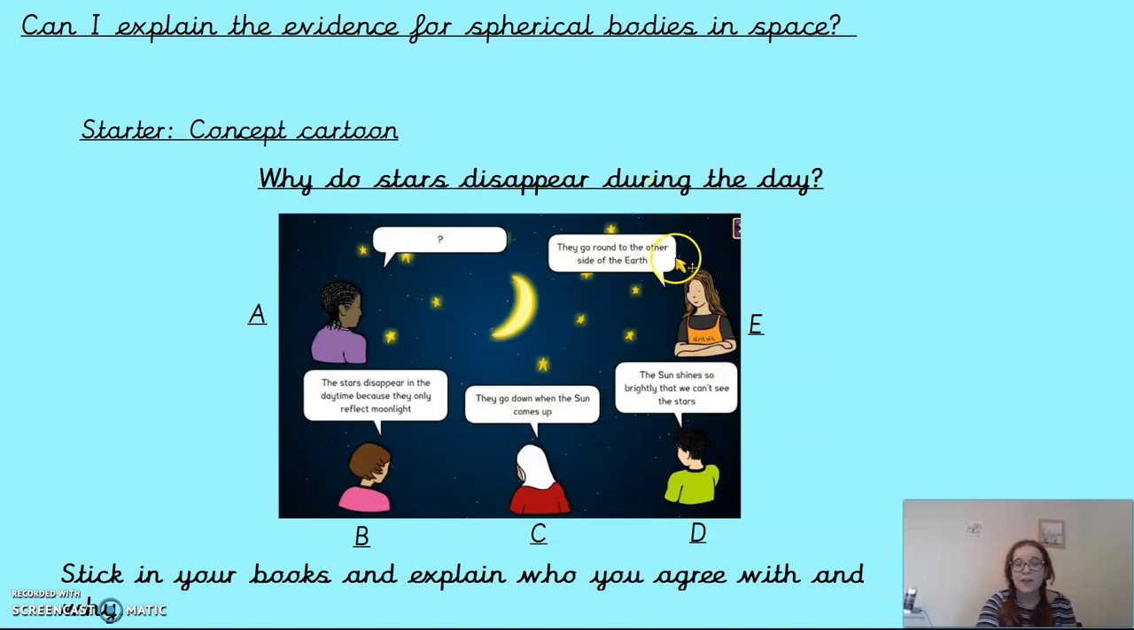Okay? And I know that there are stars all around the Earth. So it can't be that they go around to the other side of the Earth because we know about the constellations. And also, the sun doesn't come up and the stars don't go down. It's all about the shifting positions. But don't worry if that's not something you're fully aware of yet, because that's what we are looking at this very term. So, I know it's D. The sun shines so brightly that it blocks out the light from the other stars because our sun, our star, is much closer to us.